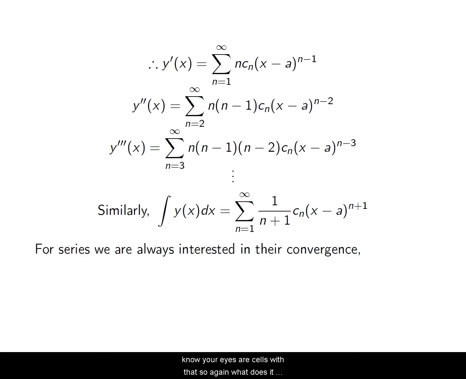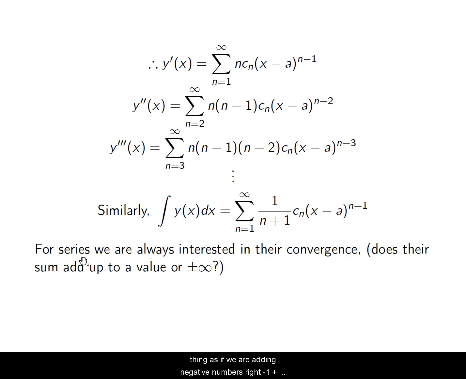So again, what does it mean to converge? It means that as we add up each value in our series, we approach a single value. If we just keep increasing without bound, 1 plus 2 plus 3 plus 4 plus 5 plus 6, it just gets larger and larger, and we're going to diverge to infinity. Same thing if we are adding negative numbers: -1 plus -2 plus -3, we're going to diverge to negative infinity.